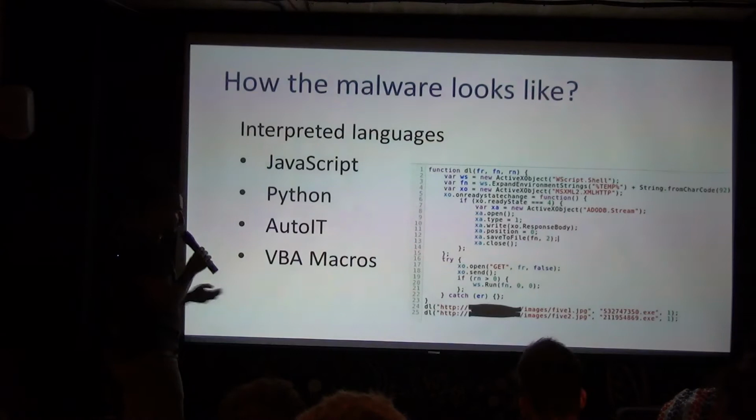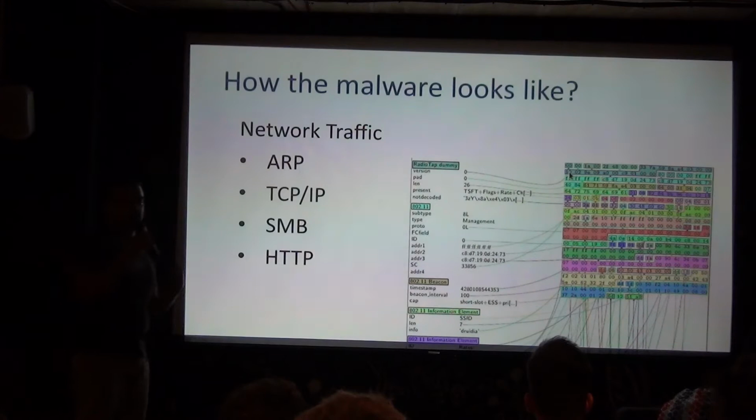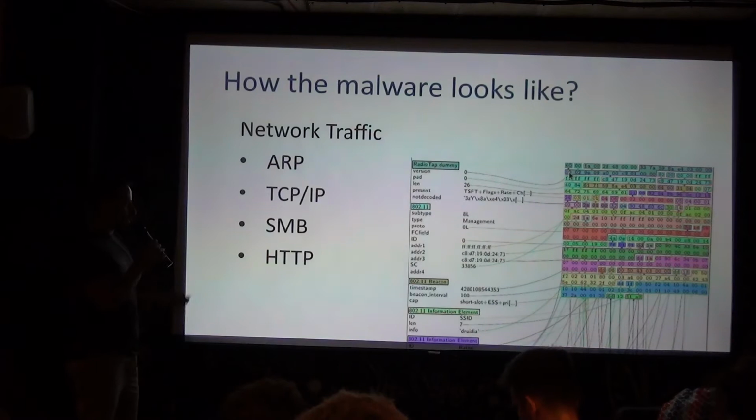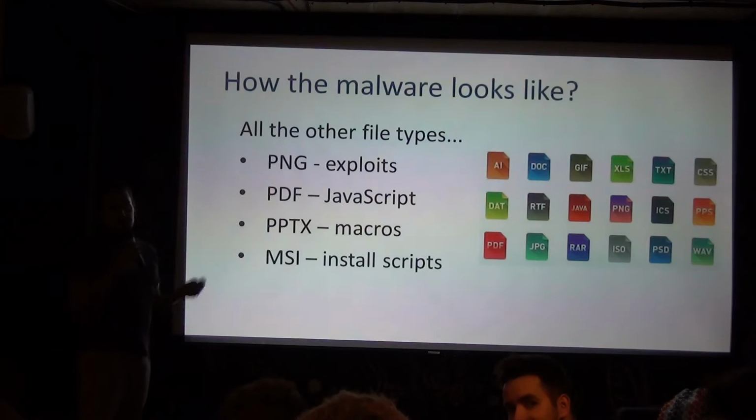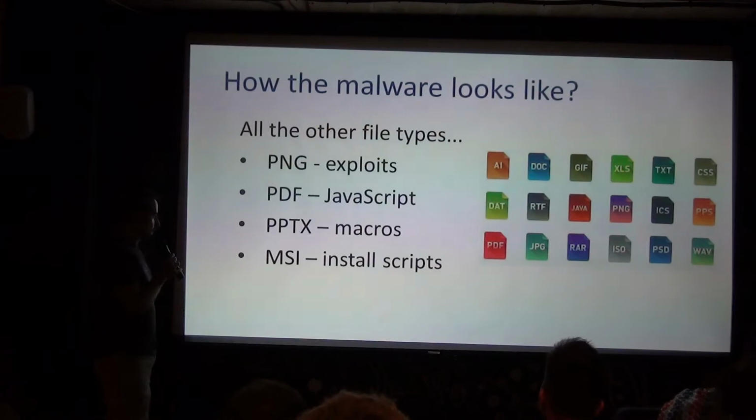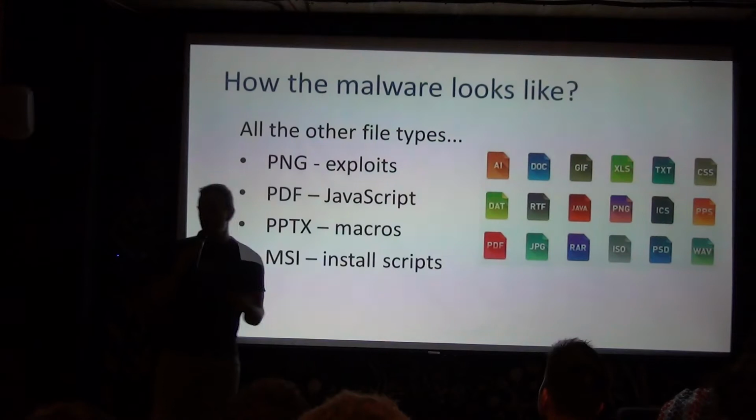We have network traffic that can be interpreted on different levels, from ARP to HTTP protocols. We have basically all the file types that you can imagine. Like, there can be exploits in graphic files, PDF files have JavaScript that can be executed. This presentation can have some macros, which can be malicious. Installer files in the form of MSI can have installer scripts. Basically, anything can be malicious potentially.